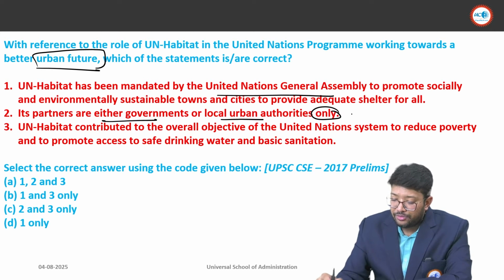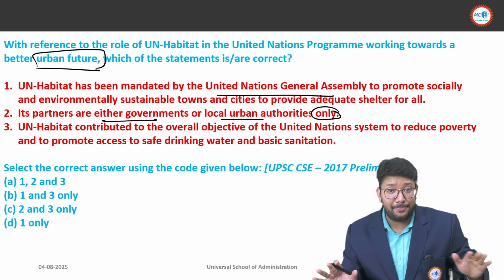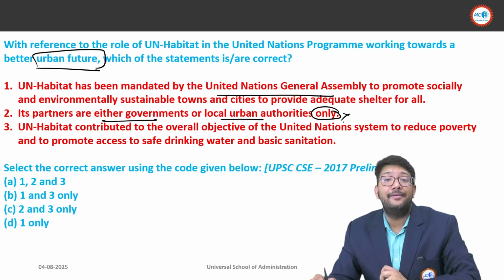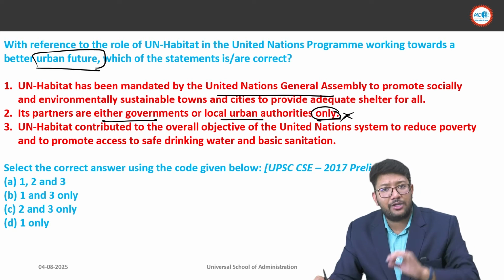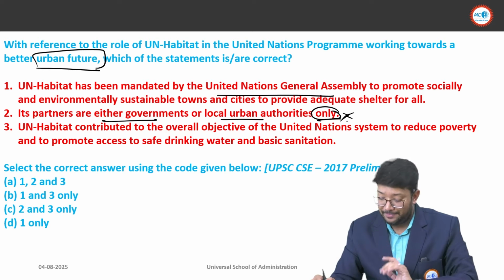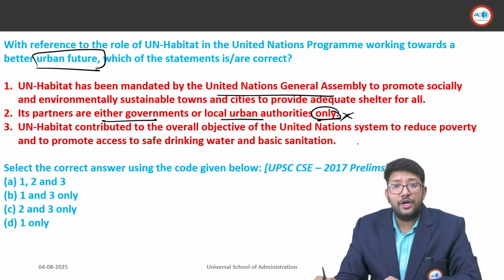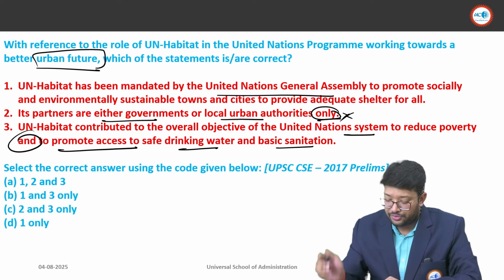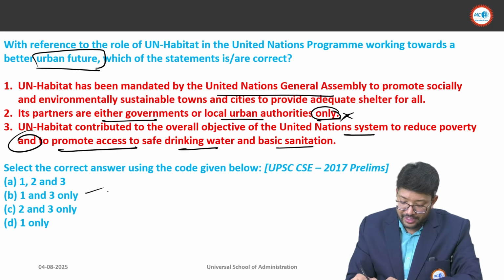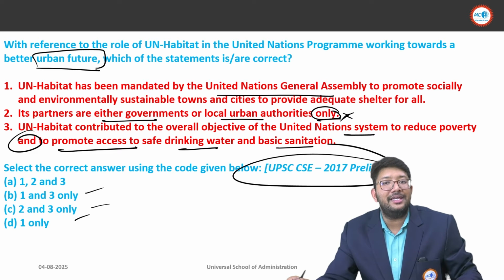See, already the scope is very big actually. So automatically you will understand when you're solving the UPSC question, these are the negatives in the options; remember that during the solutions. If you're doing some guesswork, this particular option is bound to be wrong, I'm just saying. Most of the time it's wrong only. UN Habitat contributed to the overall objective of the United Nations system to reduce poverty, to promote access to safe drinking water and basic sanitation. Which of the following is the answer? 1, 2, 3, 1 and 3, 2 and 3, 1 only. The question was asked in the UPSC CSE 2017 prelims examination.